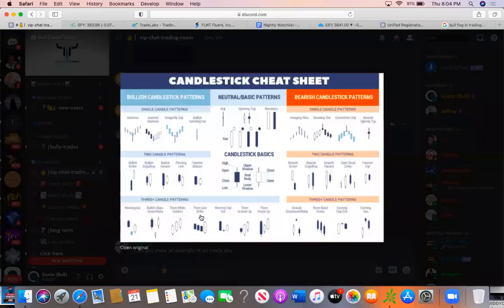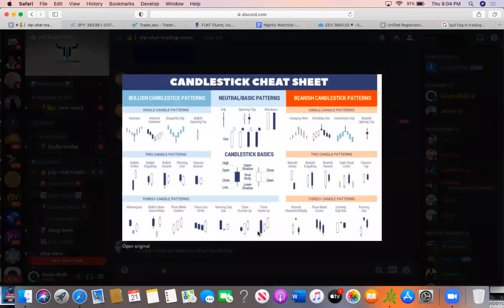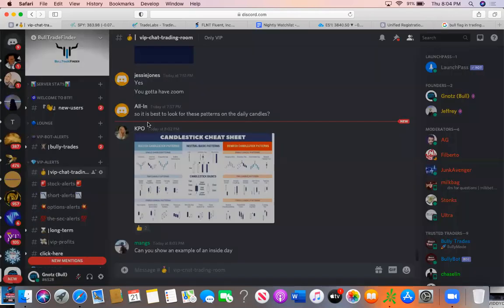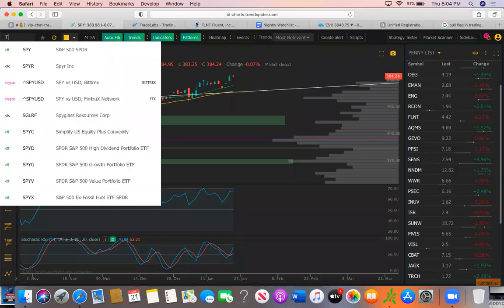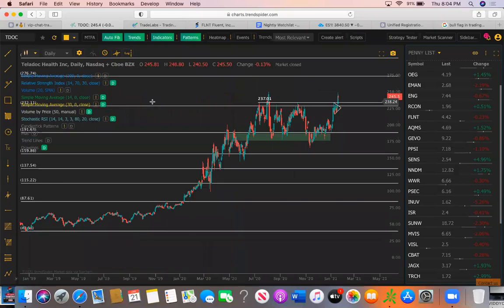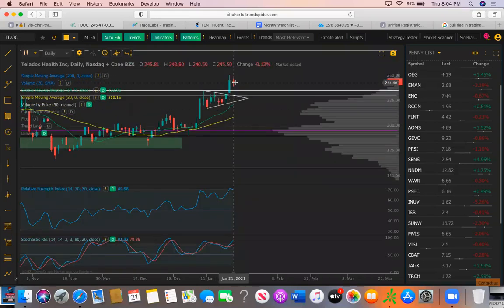Inside day. So which one? Hold on one second. Now, you can consider this an inside day. So it traded inside the candle. It just had the bullish pennant breakout, went higher, broke out of that, and then you have an inside day candle here, and then we could possibly have a breakout going higher.